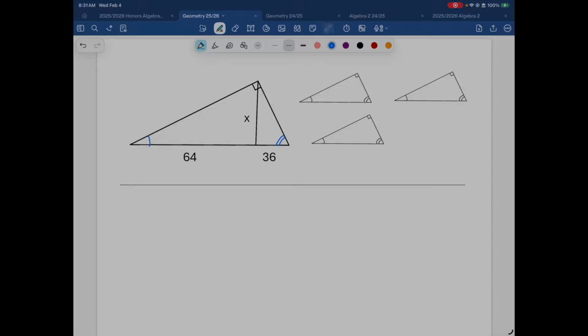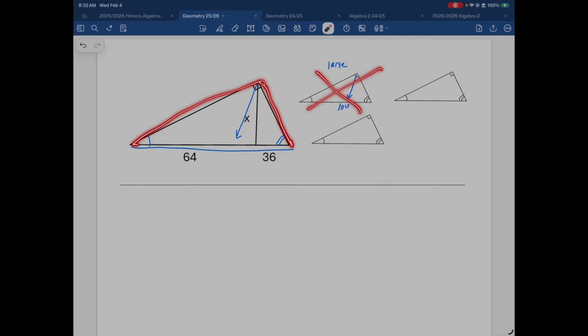So we're going to start out with the large one. Here's our large one right here. I guess I'll just label this large. There's my large one. So across from my 90 is this whole thing right here. So 36 plus 64 is 100. So across from there has to be 100. I don't know any of the other sides, so I know that's the one I'm not going to use.